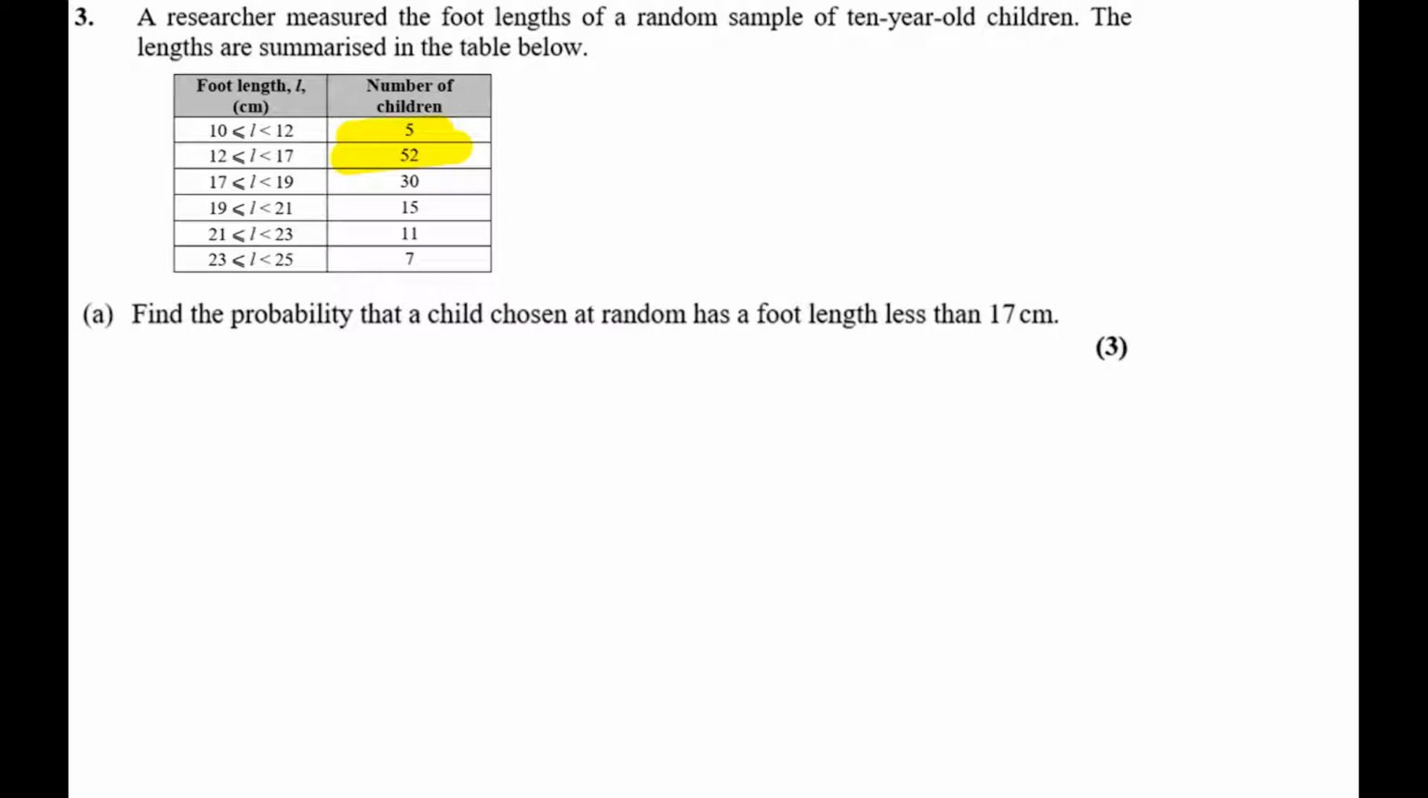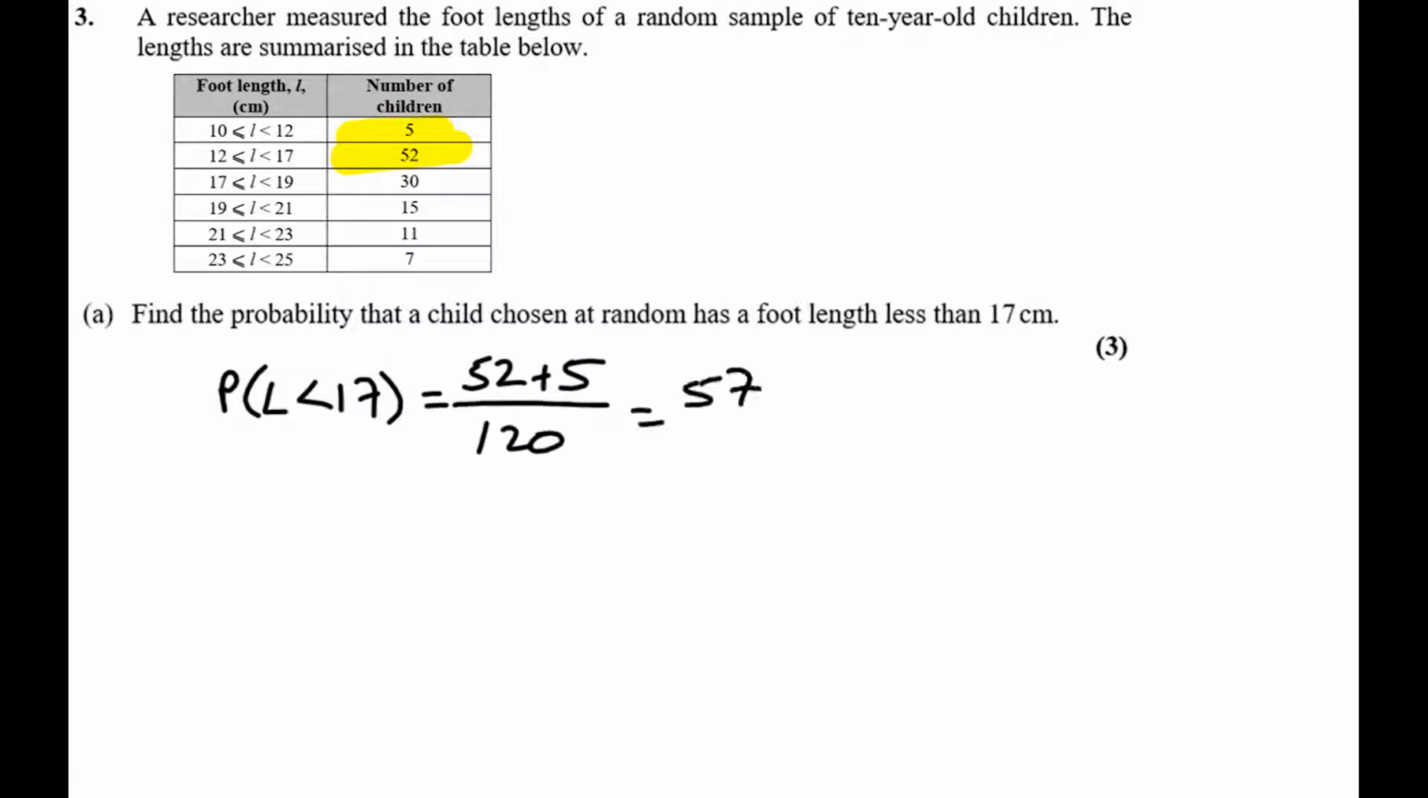So the probability that the foot length is less than 17. I'm going to need the total, and what we have here is 52 plus 5 over 120, 57 over 120. You can reduce that, you can turn it to a decimal if you like. Okay, rather nice for 3 marks.